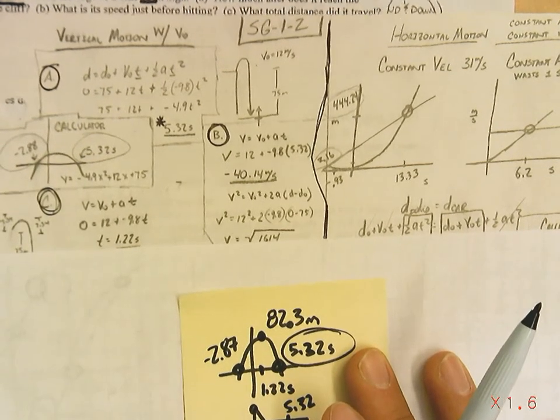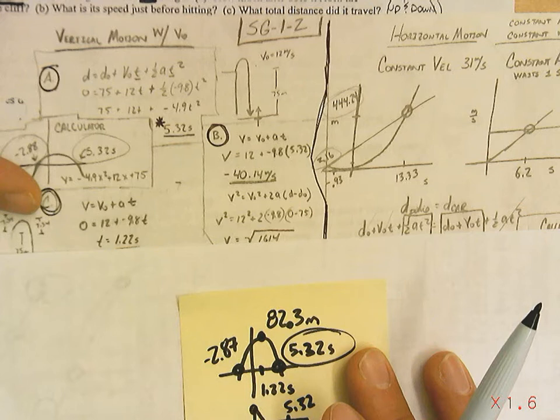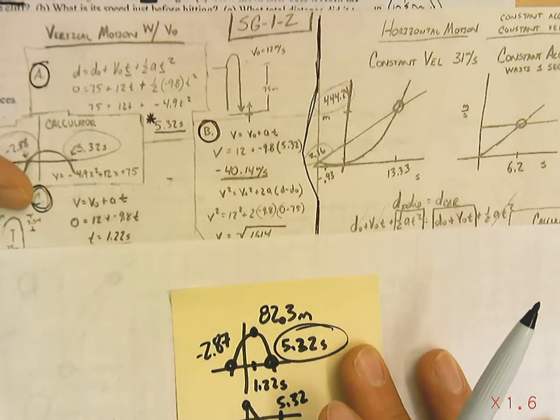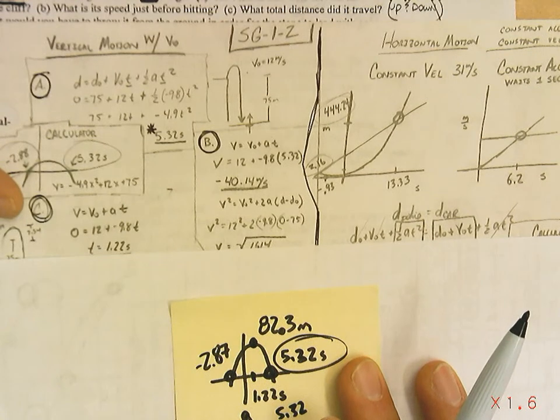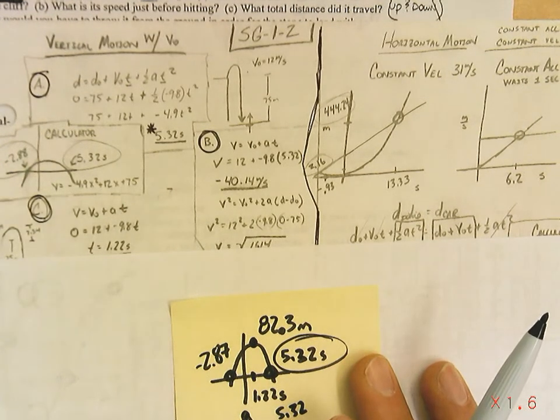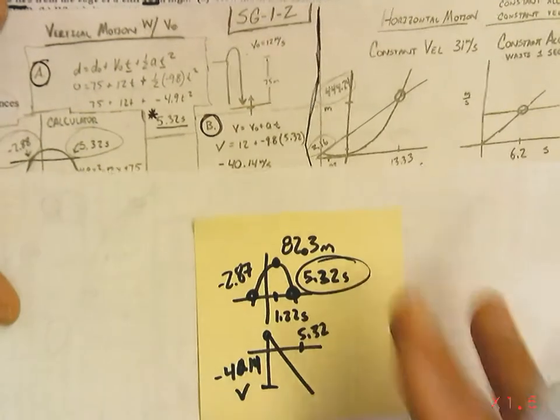So you could find the velocity when it hits the ground and plug it back in. I don't feel that is all that useful though, so I'm just going to stick with that. B: what is the speed just before hitting? So what is its speed just before hitting the ground? Remember, we found that by putting in the value.